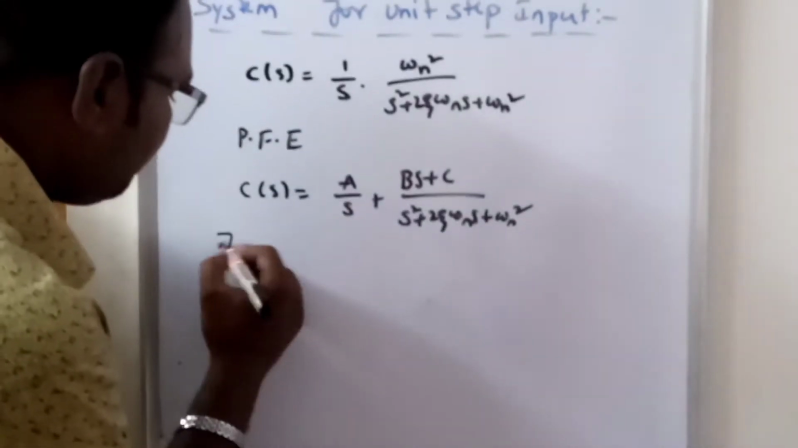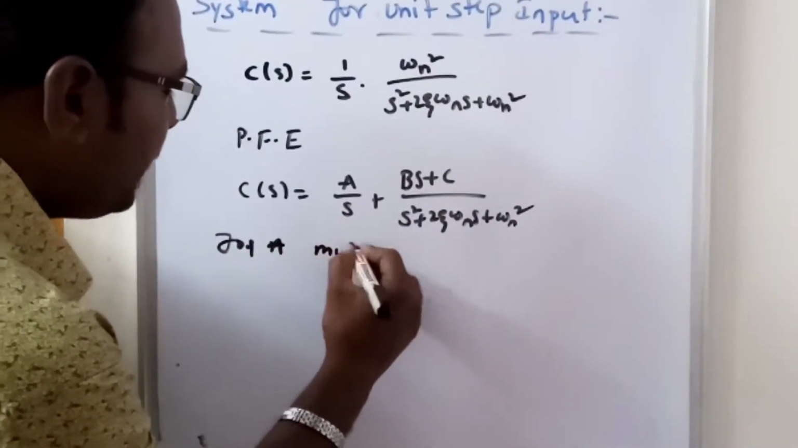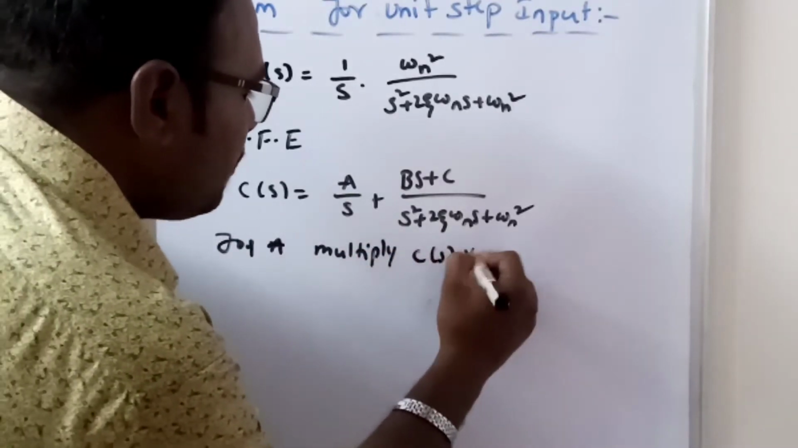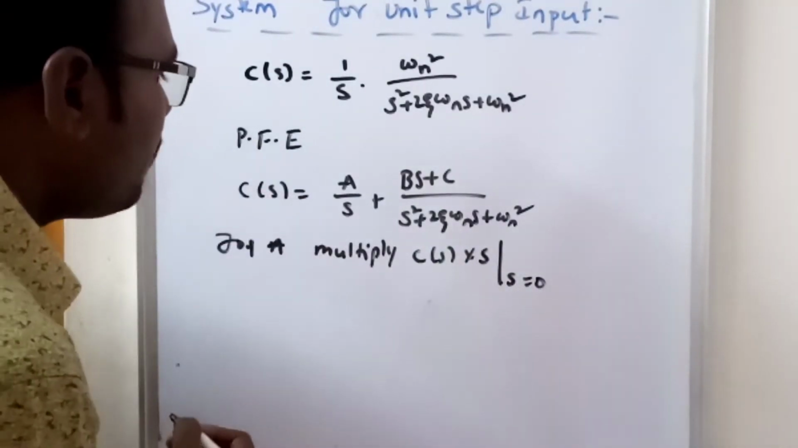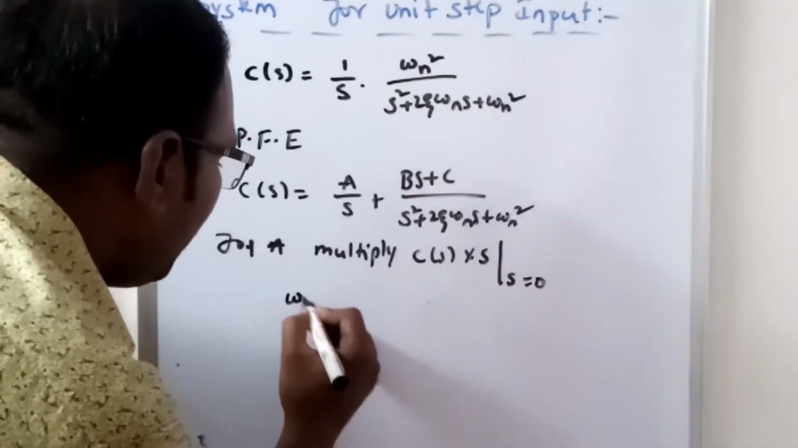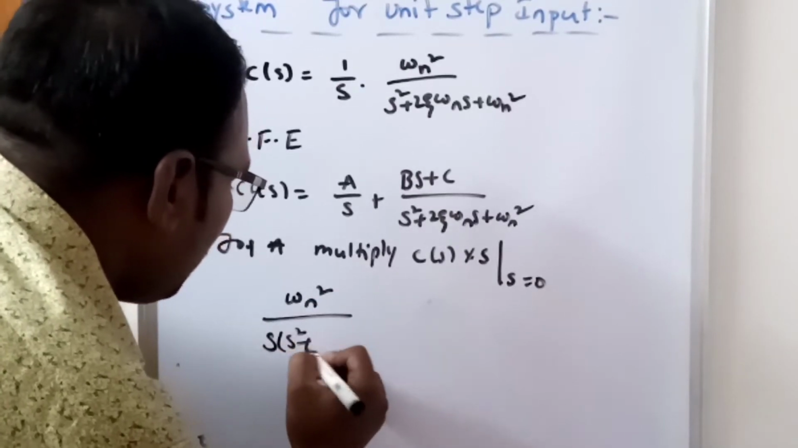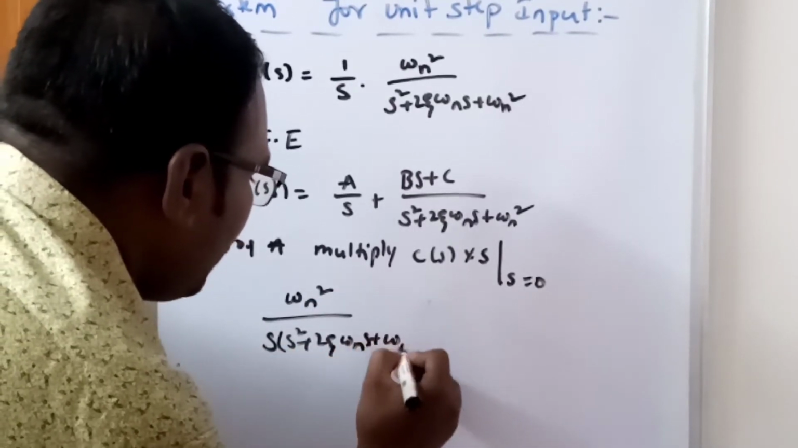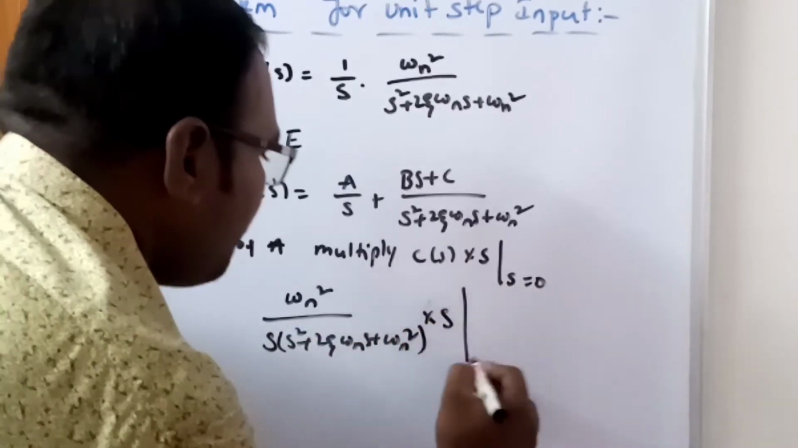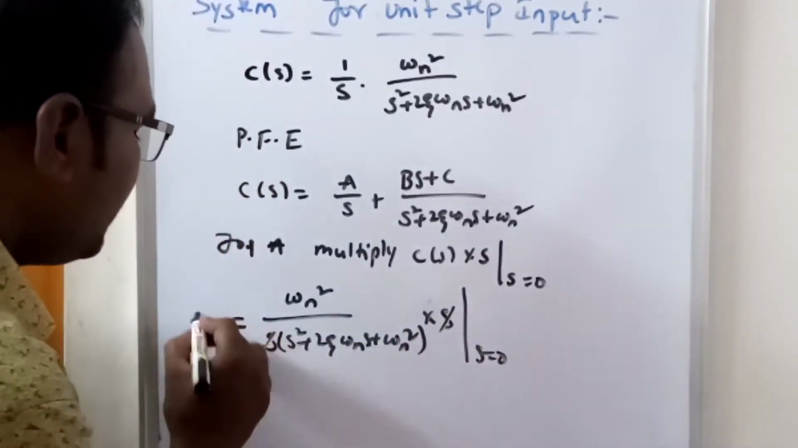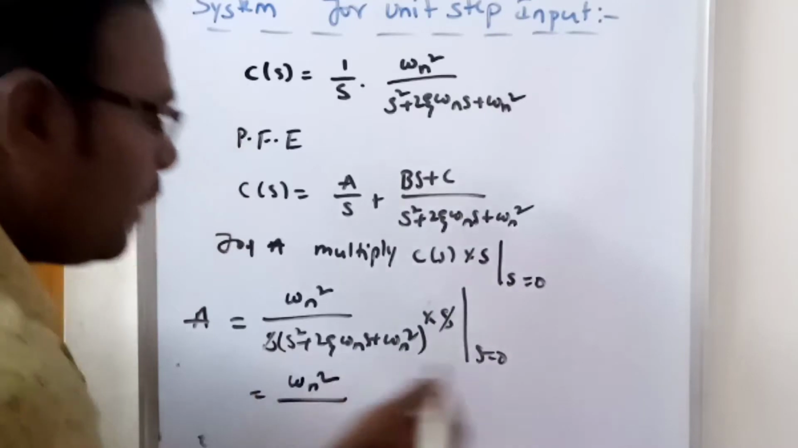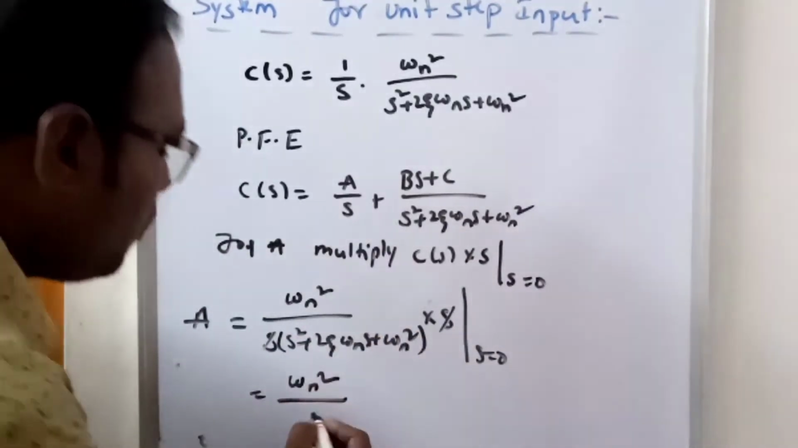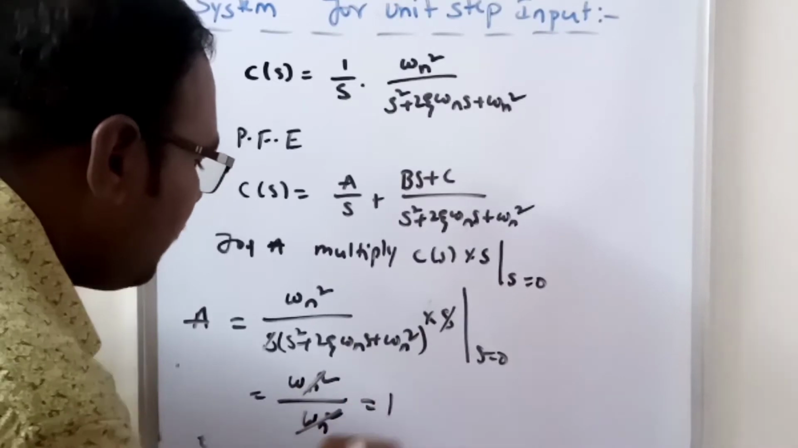For obtaining a, multiply C of s with s and let s equal to 0. So C of s is omega n square by s into s square plus 2 zeta omega n s plus omega n square, multiplied by s, with s equal to 0. The s gets cancelled, and when we put s equal to 0, all the terms become 0 and we get only omega n square. This cancels and the value is 1. Therefore a is equal to 1.